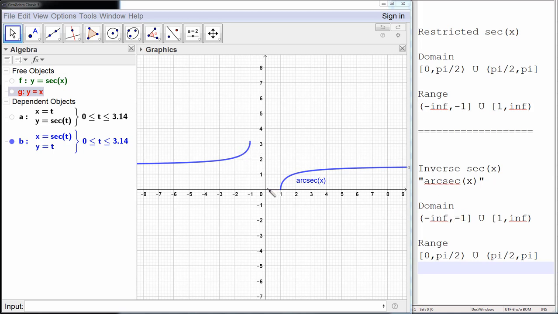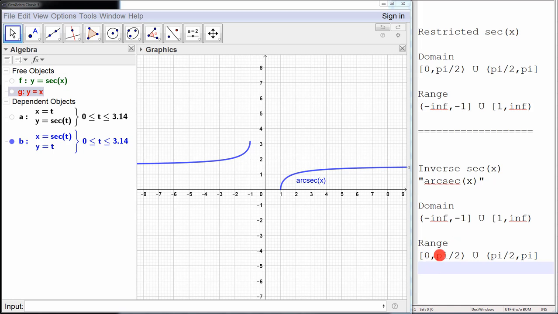So if I look at this picture, what do I see? I see that for the domain, we start with x equal to 1, and then we go all the way up to x equal to infinity. So that gives us this part. And then over here, we start with x equal to -1, and then we go all the way out to -infinity, and that's what gave us this part. So sure enough, this is the domain of the inverse secant function.